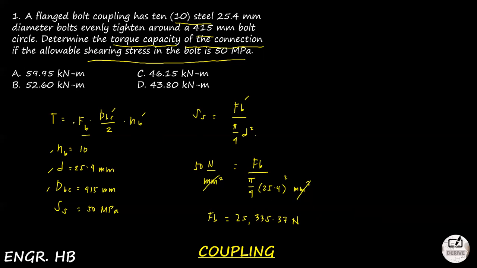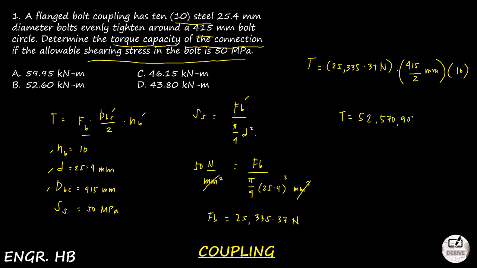Okay, so ayan, simple, direct substitution na dito. So our torque will become 25,335.37 newtons times dBC over 2. So that was 415 by 2 mm times number of bolts, which is 10. So the answer is 52 million pala. So, ganun kalaki. 52,570,900 Newton mm. But this is not the final answer yet.